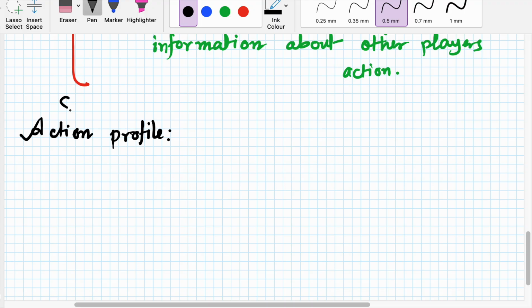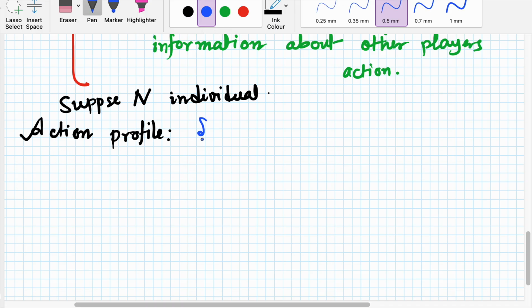Profile, suppose n individuals are present in a strategic situation, then our action profile means a set where it prescribes action for every individual. So suppose a1 for player 1, a2 for player 2, a3 for player 3, such that an for player n. So it's a collection of n actions, one action for each player.